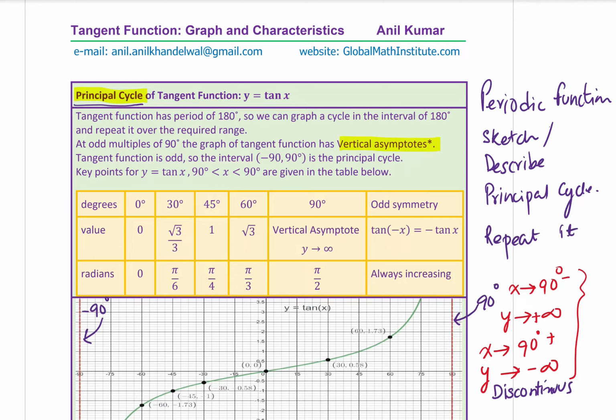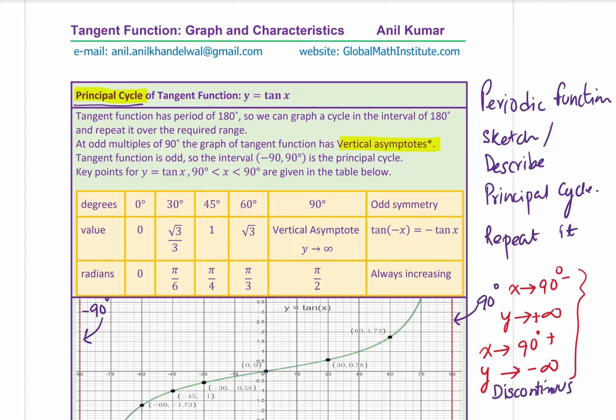Perfect. So these are good points. Now the tangent function is odd, so the interval between minus 90 and plus 90 is the principal value. Now it has an odd symmetry. You can see the graph of the tangent function as shown here. It is symmetric about the origin.